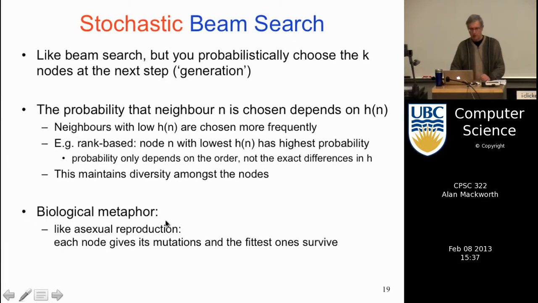So we're starting to get into biological metaphors. This is like asexual reproduction. You've got this node, and it's generating some successors. The likelihood that the successor survives depends on how good it is, but just because you're the best doesn't mean it's guaranteed. You might meet a tiger, right? So it just gives you a likelihood that you will survive. The mutations will survive, and the fittest tend to survive.